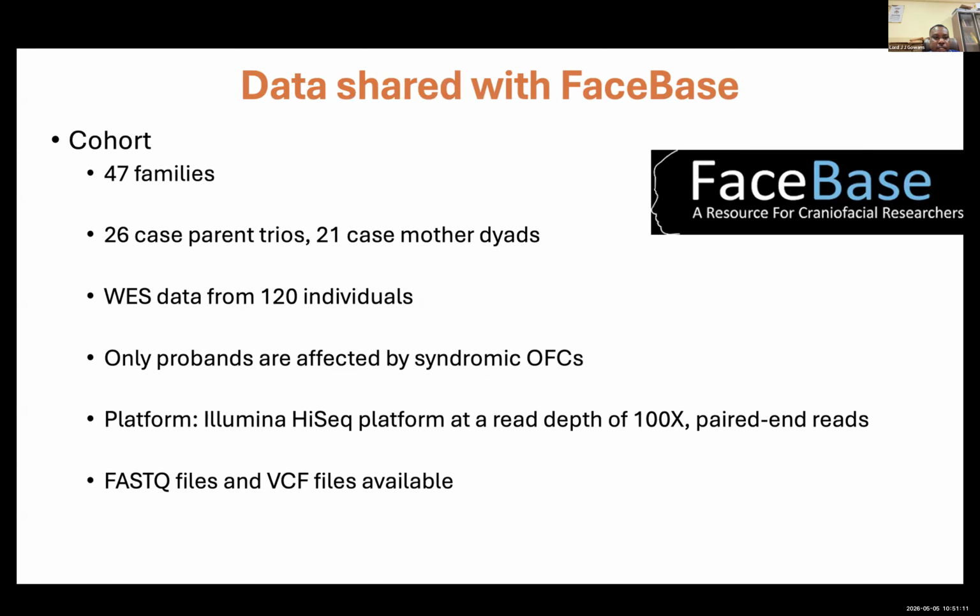Okay. So the data set we generated is made up of 120 individuals from 47 families. 26 of these families are case-parent trios and 21 are case-mother dyads because we struggled to get the paternal samples. For some of them, you have to travel to wherever the families are staying, but unfortunately, you are not able to get the fathers to participate. So that has been a challenge generating a trio data set for such individuals. Again, only probands: our families are simplex families where the proband is the only affected individual.